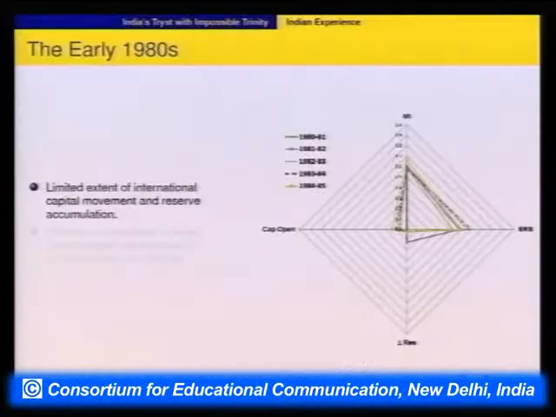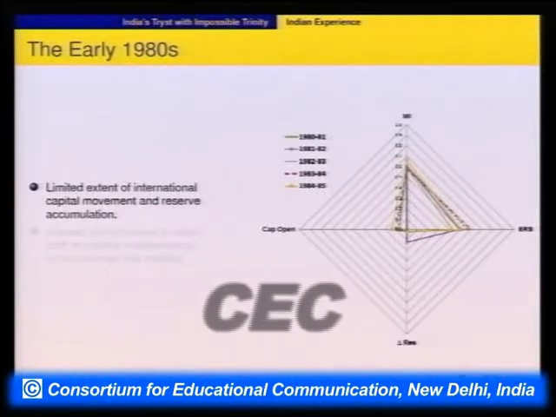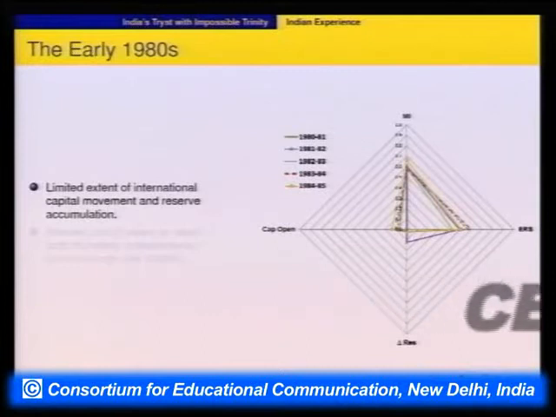So if one was to look at the early 1980s, one finds that it was a period of limited capital flows. India was a very closed economy at this point. Even trade was not very significantly liberalized. Capital account liberalization was frowned upon.